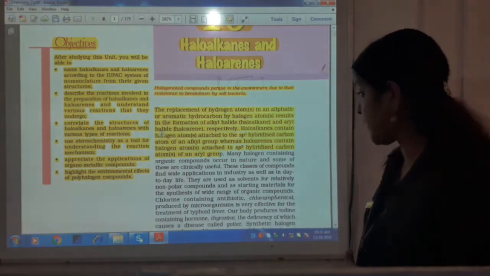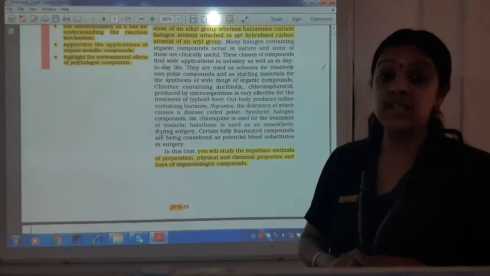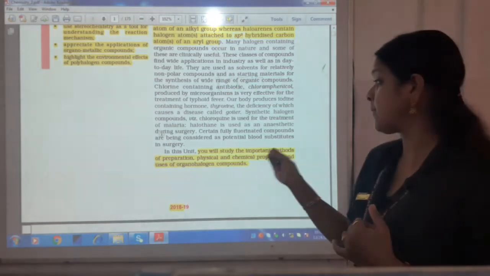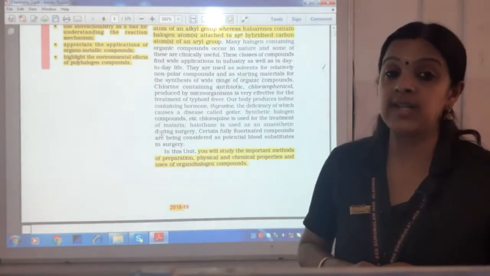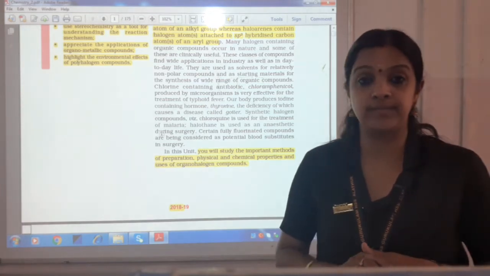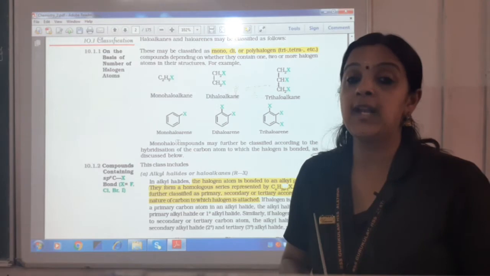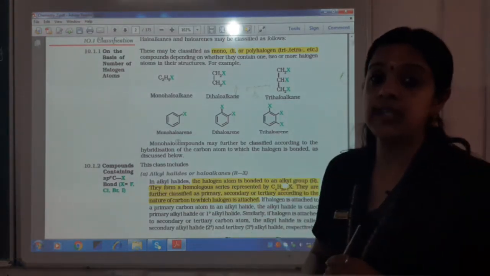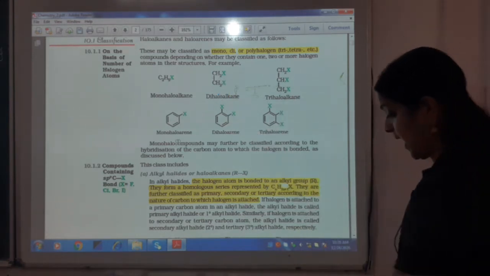Now in this chapter, we are going to study the important methods of preparation, physical and chemical properties and some uses of organohalogen compounds. So let us see one by one. Let us learn about the classification of haloalkanes and haloarenes. Now the first classification is on the basis of the number of halogen atoms.